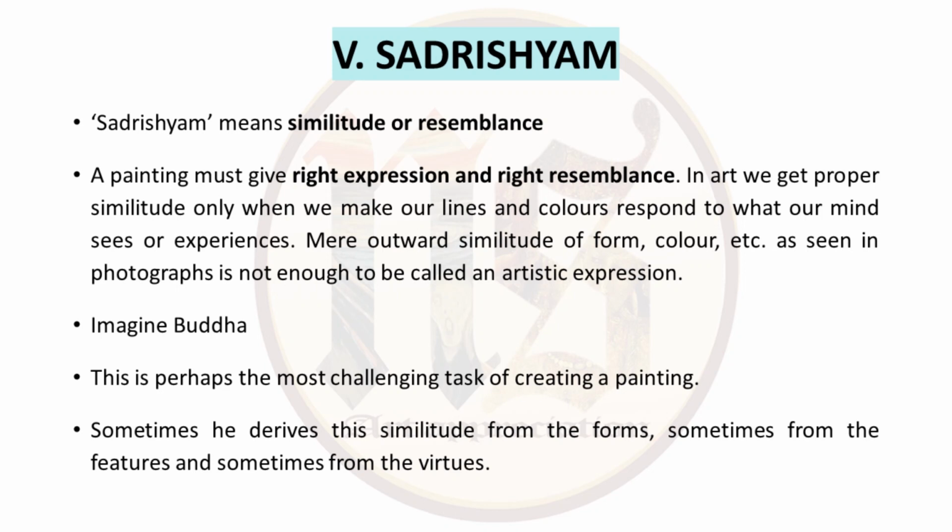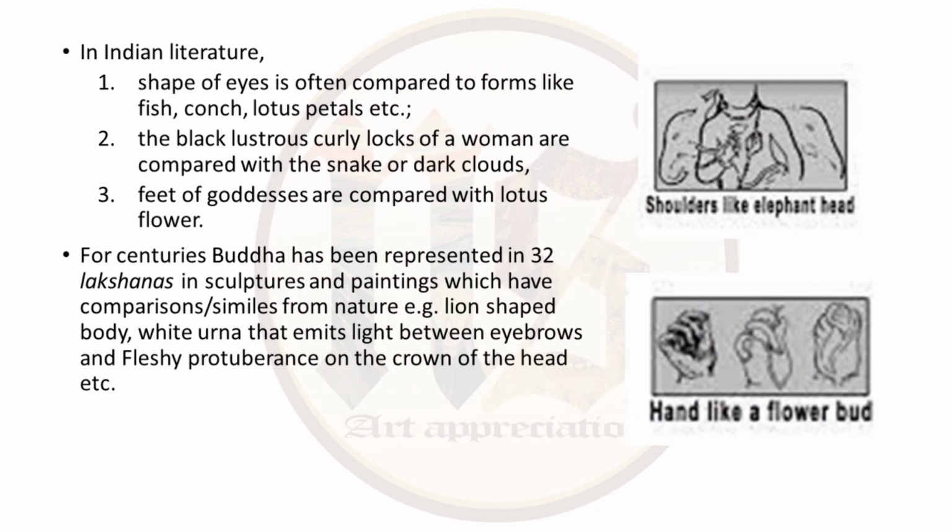Now imagine the image of Buddha. When we imagine Buddha, we always imagine half-closed eyes, elongated ears, slight smile on lips, snail shell curls on the hair, and probably halo behind the head. Otherwise, we do not find it convincing. And this kind of depiction is the most challenging task for creating a painting to get the right similitude. So, to achieve similitude, we need to know the correct forms, correct features, and also the correct virtues of the person. Indian artists in Sadrishyam have always used the reference of Indian literature.